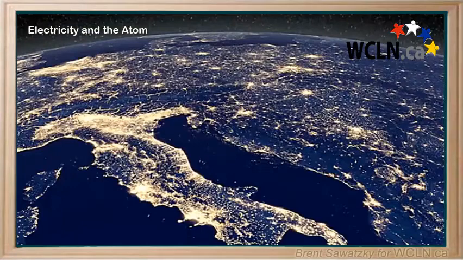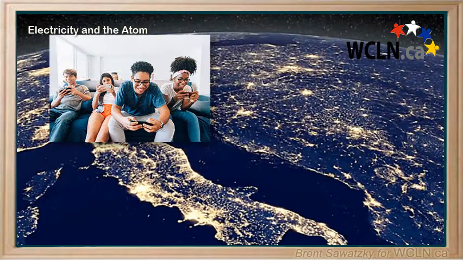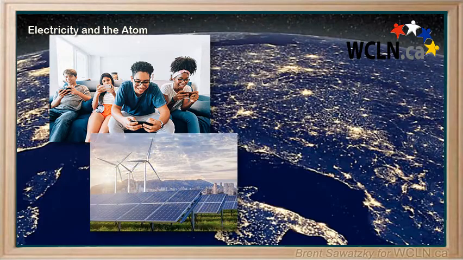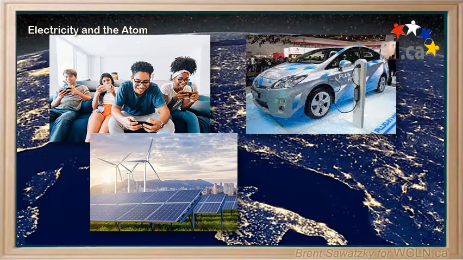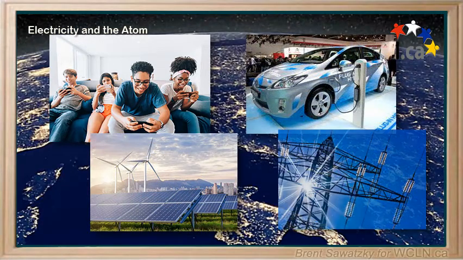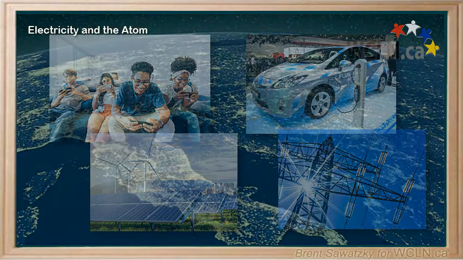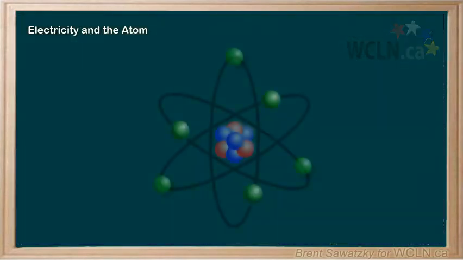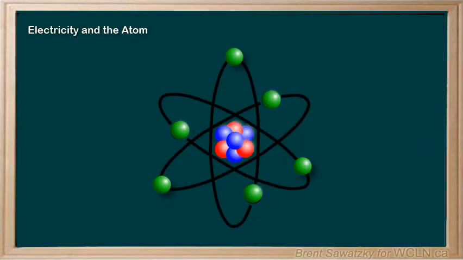So as you already know, electricity is an incredibly integral part of your life and our society. So what is it, and where does it come from? In order to understand electricity, we're going to have to start small, at the atom in fact. You see, electricity is all about atomic particles, particularly the electrons.